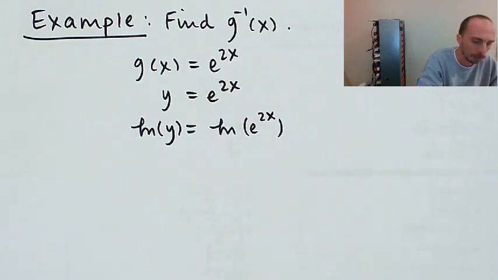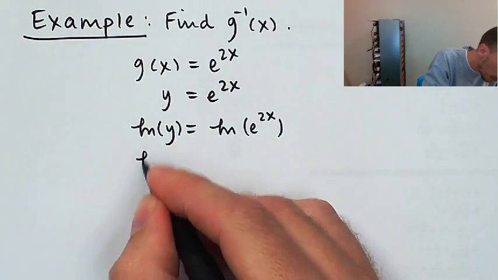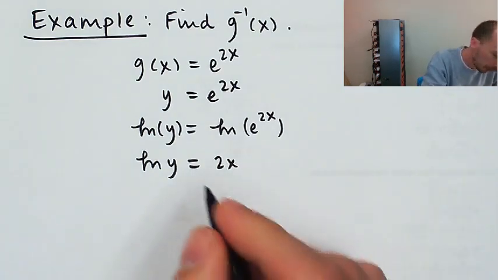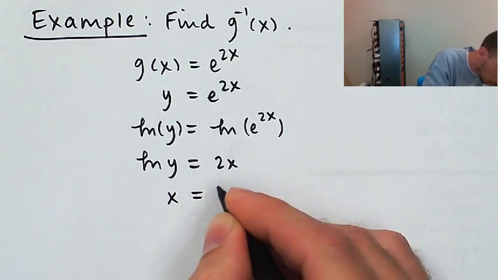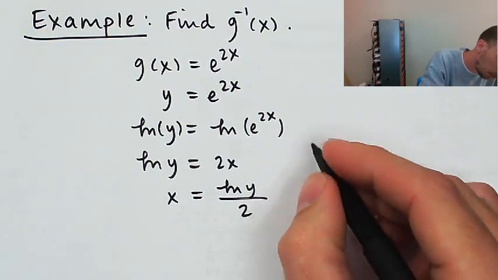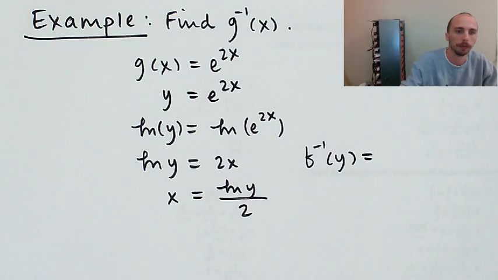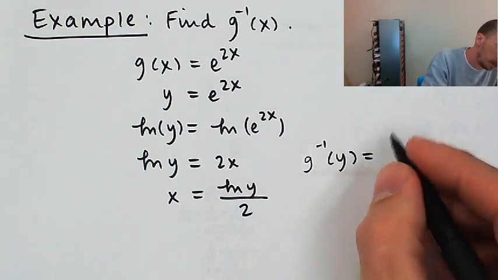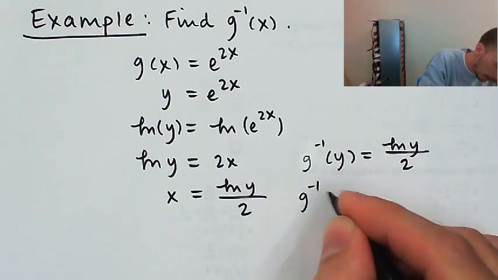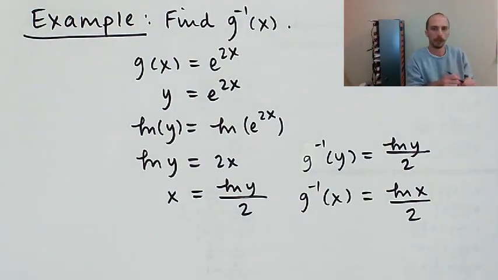Throw some parentheses around that, make it look nicer. Okay, but natural log of e to a thing is just that thing. That's one of our fundamental identities. So I've got natural log of y equals just 2x. So I could solve for x by dividing both sides by 2. I could say x equals natural log y divided by 2. Okay, so that's an inverse relation. We could say g inverse of y equals natural log y divided by 2. And so then I could say g inverse of x equals natural log of x divided by 2, and I've got a formula for g inverse of x.